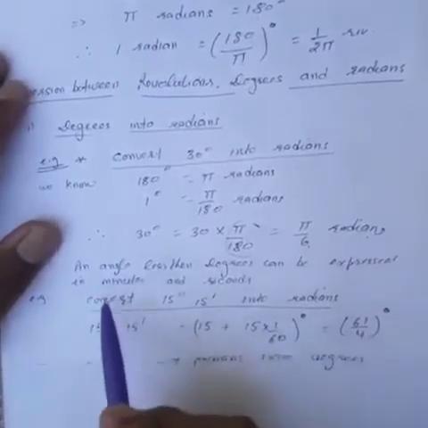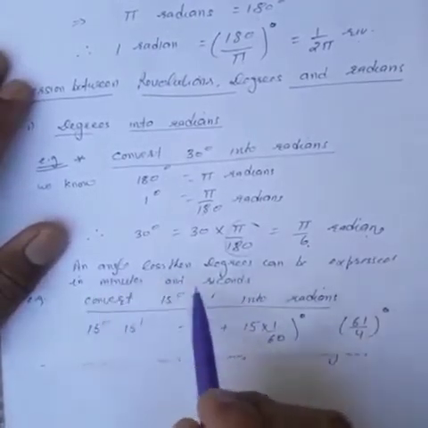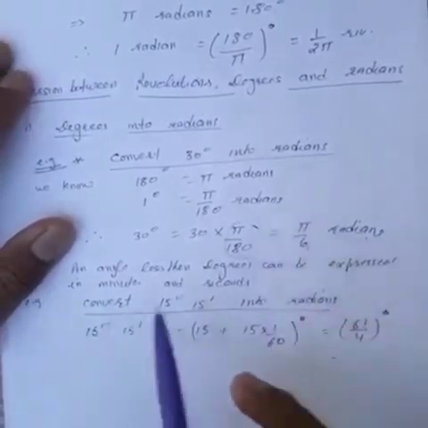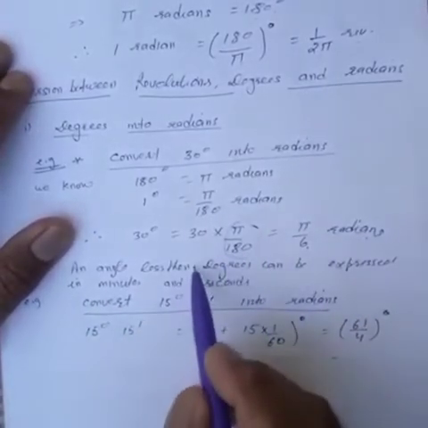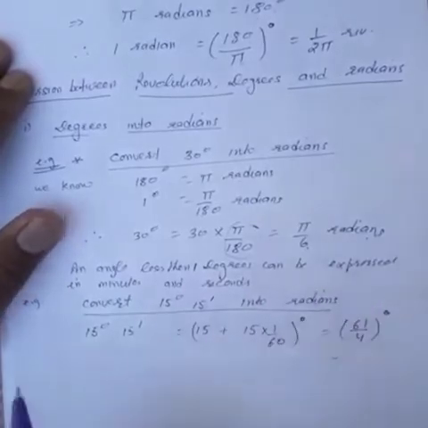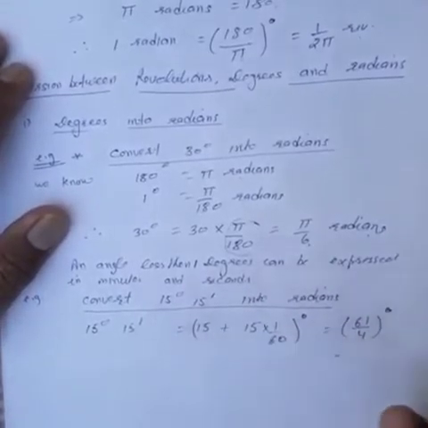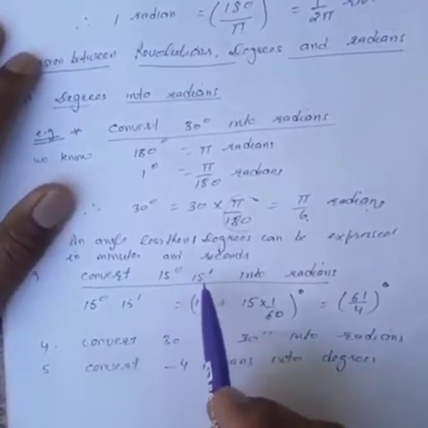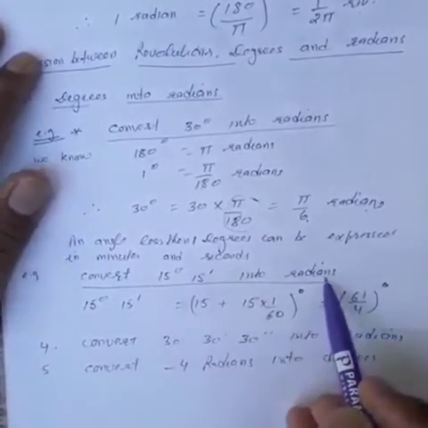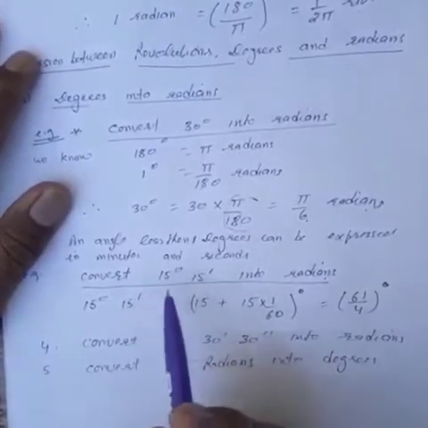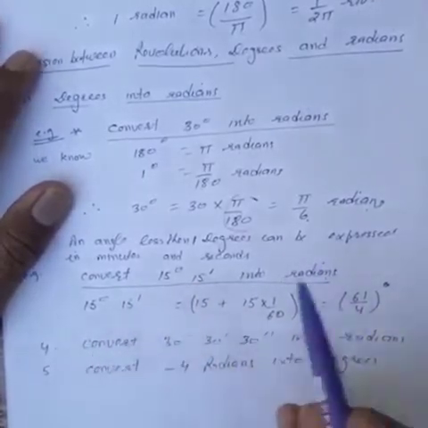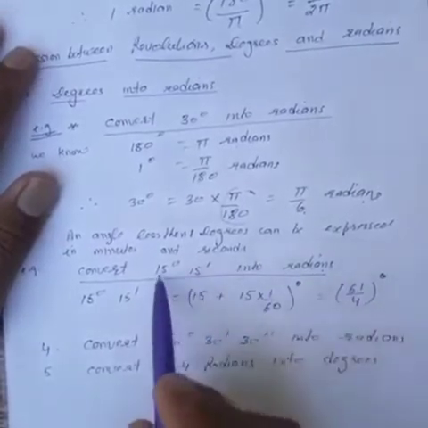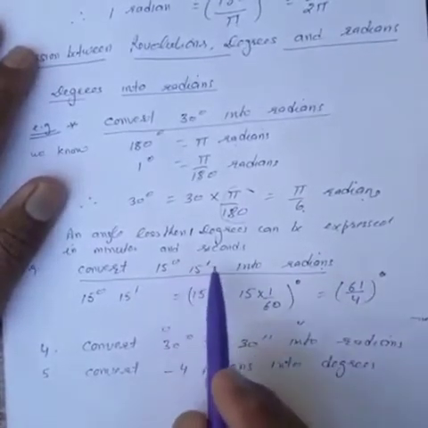An angle less than 1 degree can be expressed in minutes. It means if an angle is less than 1 degree, then it can be expressed in minutes and further in seconds. For example, if we want to convert 15 degrees and 15 minutes into radians, we know that degrees can be subdivided into minutes and seconds, so an angle may be given in degrees, minutes and seconds also. So this angle is 15 degrees and 15 minutes.